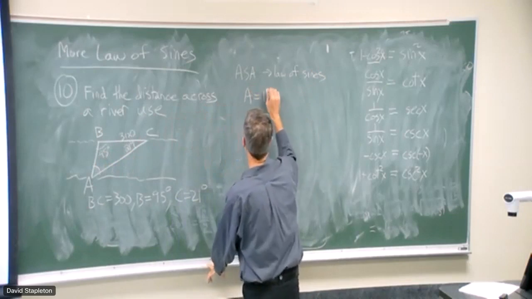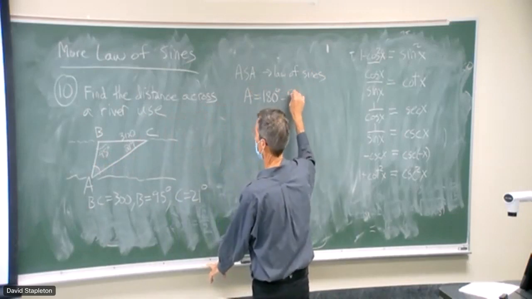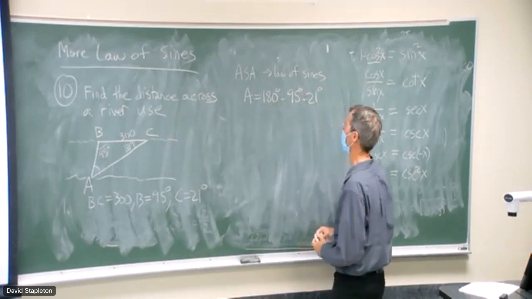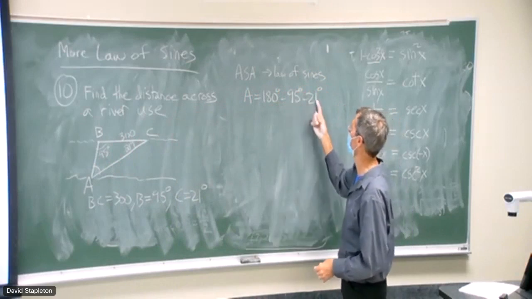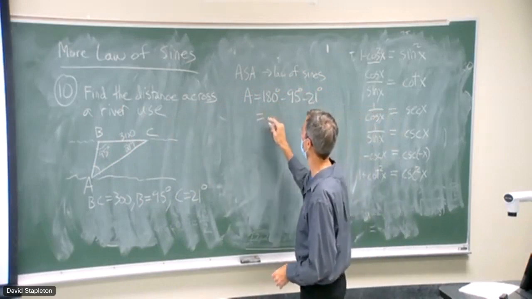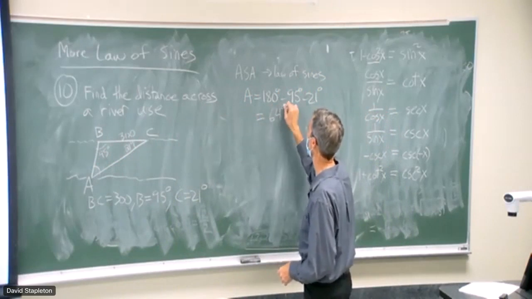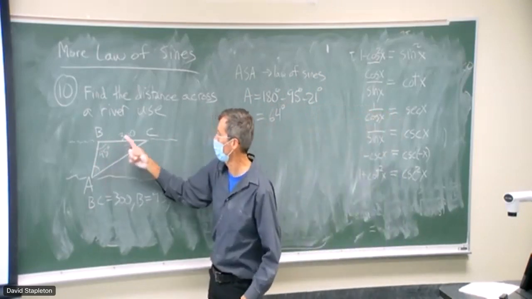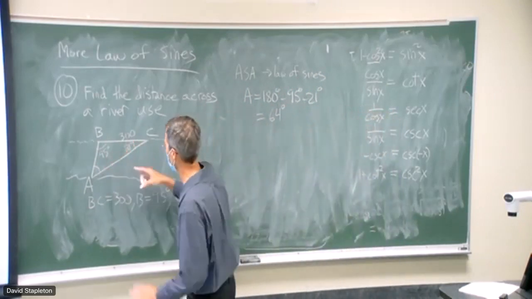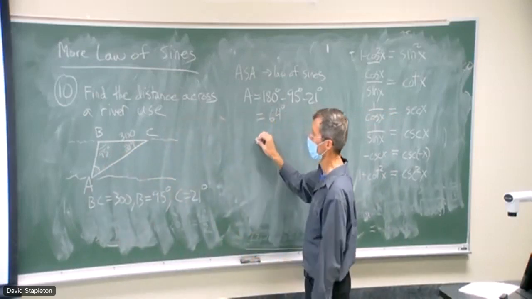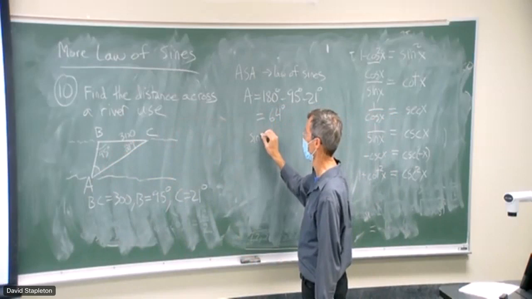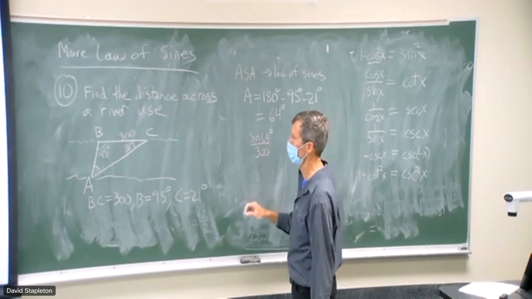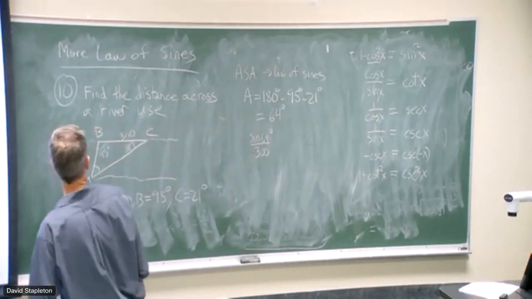A is 180 degrees less the two angles that we have, 95 degrees and 21, since the sum of the three angles adds up to 180 degrees. This is 116, taken away from 180 is 64. So A is 64 degrees. Now I have an angle and an opposite side. So now I know that sine of 64 degrees is to its opposite side 300, as what we're trying to find, AB.